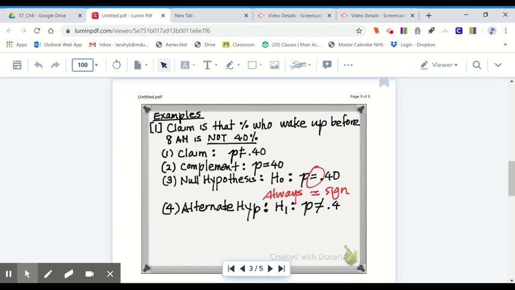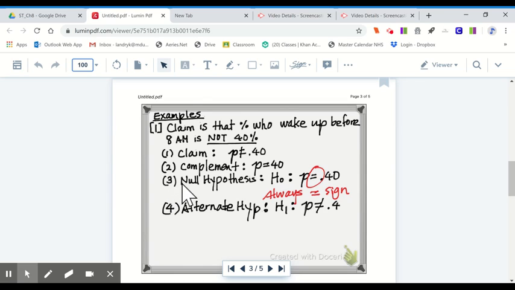So here's an example. In this example, I set my claim to be not 40%, which means my claim is that the percent who wake up before 8 a.m. is not 40%. So here, my step 1 claim is that P, the proportion of students who wake up before 8, is not equal to 0.4. That's my claim. Now, the complement is what is not the claim, which is P is equal to, let's just say, 0.4.